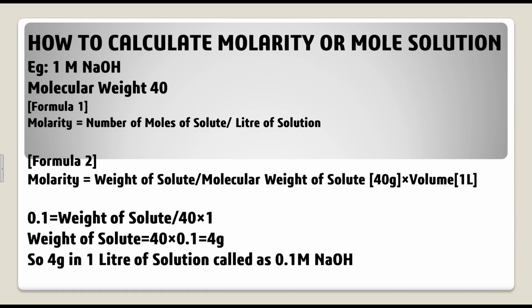Then if you want to prepare 0.1 M, automatically it is weight of the solute divided by 40 into 1. If you apply this formula, you will get the answer. The answer is 4 grams in 1 liter, which is called 0.1 M sodium hydroxide. This is the way you have to calculate a molar solution.